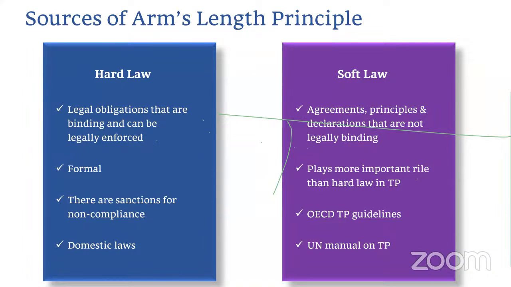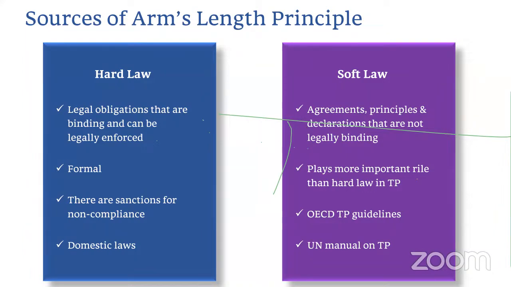But what is soft law? Soft law are agreements, principles, declarations that are not legally binding. And they actually play a more important role than the hard law in transfer pricing. What do I mean? Transfer pricing is a transaction that happens cross-border. Because it happens cross-border, we have two domestic laws involved if we are talking about two different countries. These domestic laws are different. So if we want to rule on a particular transaction that has happened cross-border, are we going to be using domestic law in country A, or domestic law in country B?